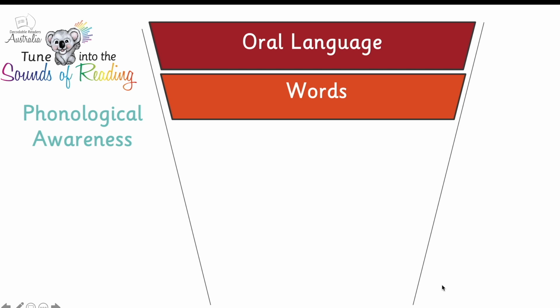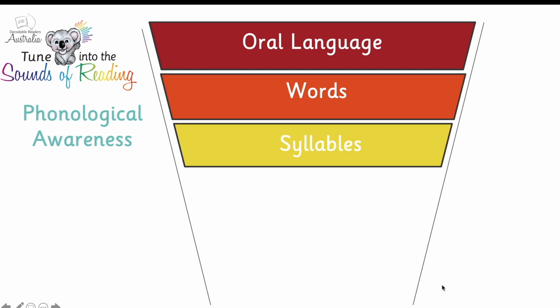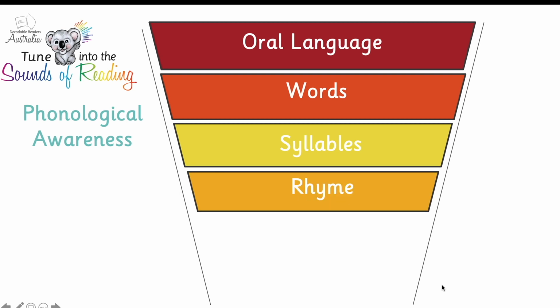When we have a look at those individual spoken words, we can then break them down into something called syllables. Sometimes words just have single syllables, like the word cat and dog. Sometimes multiple syllables, like jacket or even computer. It's the chunks of words that we can break them down. I love to call them beats and clap them out with kids. From syllables, we have a look at rhyme.